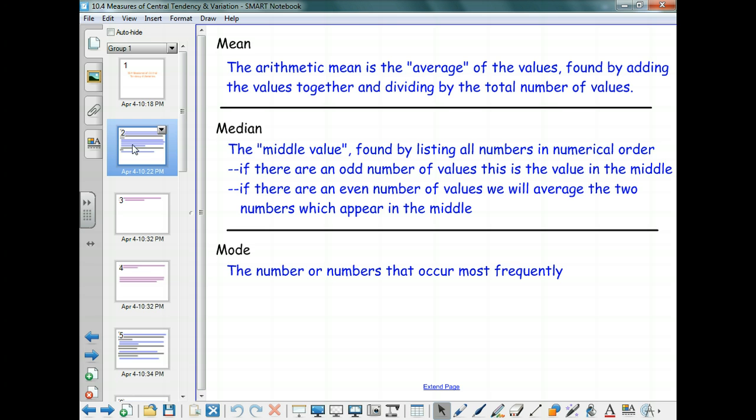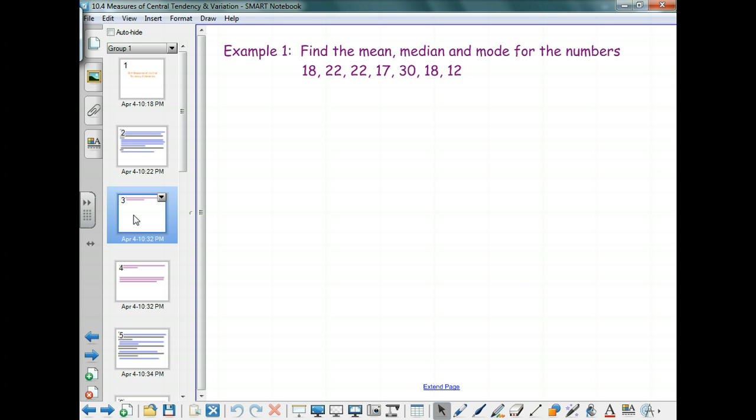I mean, most of the houses aren't the $1.6 million house that happens to be in town. I don't really want to look at that one. So sometimes it's more reasonable to look at one of the different values. All right, so we're going to use some real small data sets so we can do these by hand first. So we're going to find the mean, the median, and the mode for the numbers.